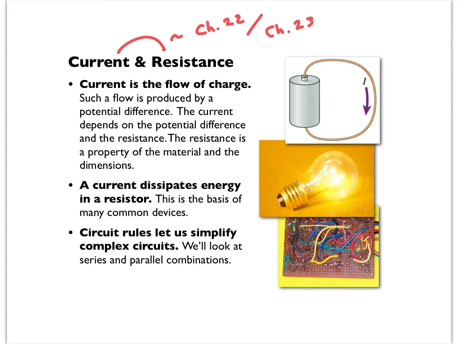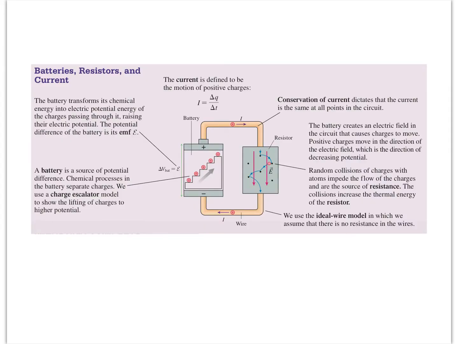The basic definitions we have to worry about are current, which is the flow of charge, and then resistance. Resistance, well, I'll come back to it. It'll be easier just to show you what it is. Then we're going to come up with some rules for circuits that we can use to simplify complicated circuits and treat them simply. Now let's take a look at the basics of chapter 22.